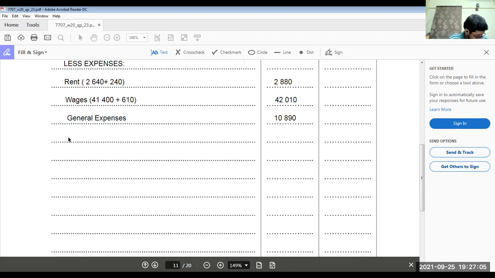Now see, non-current asset is given at book values. At the start of the year, the book value is 35,580. At the end of the year, 32,450. It means 3,130 is depreciation. Depreciation was 35,580 minus 32,450, and we'll get depreciation, how much?